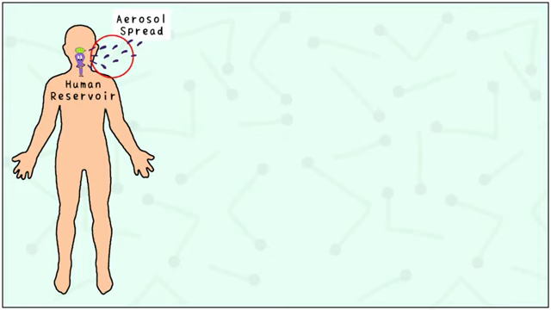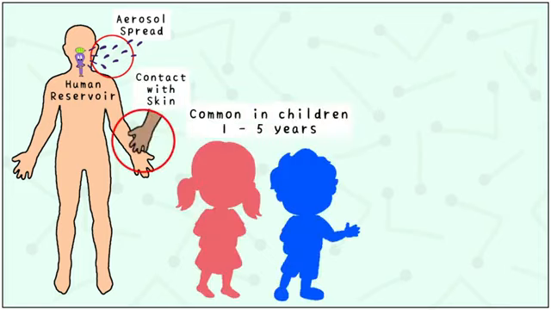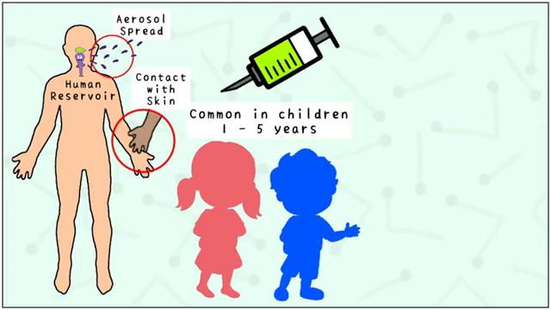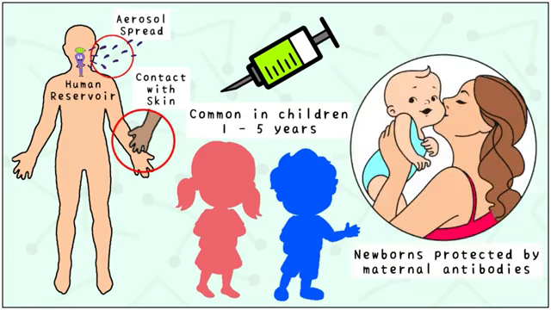Corynebacterium is found only in humans and spreads from a human reservoir. It usually spreads through aerosol and rarely through physical contact. It commonly affects children, but incidence has decreased due to intensive vaccination. Newborns are protected by maternal antibodies, hence not affected.